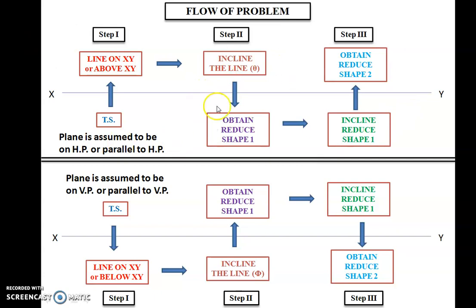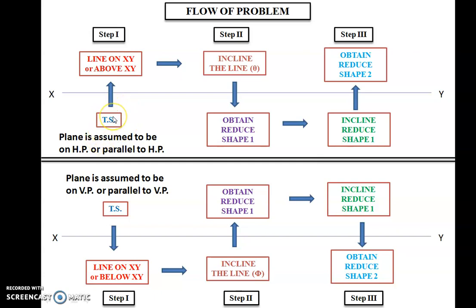So we are in first quadrant. So thus when we assume that plane is on or parallel to HP, then true shape will be seen in top view. So your starting point will be the true shape. So you will first draw the true shape.